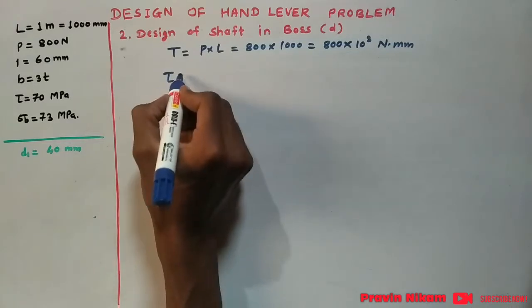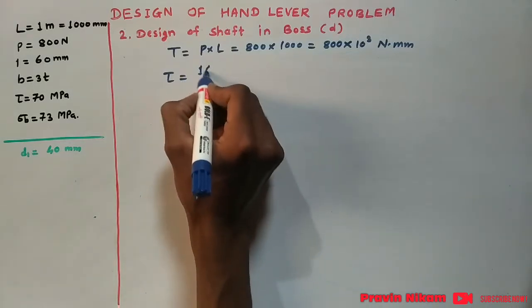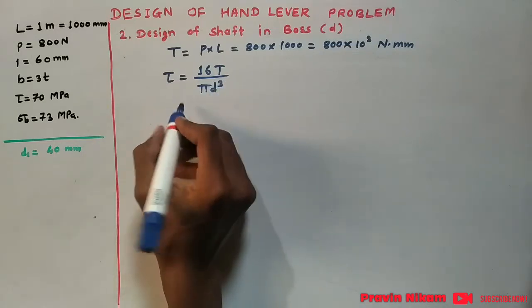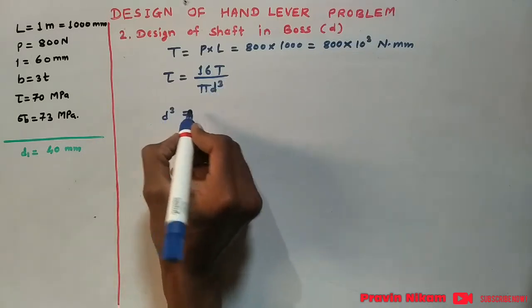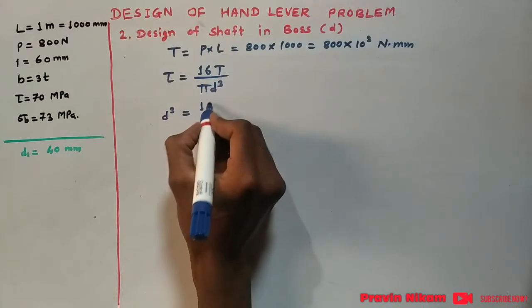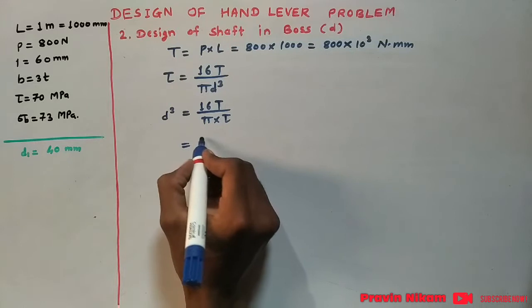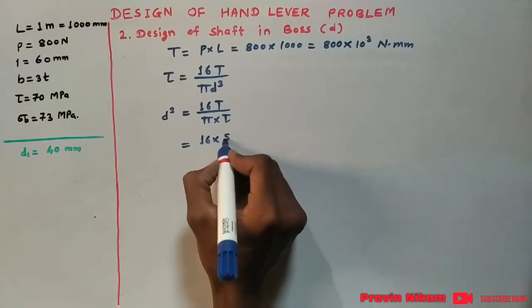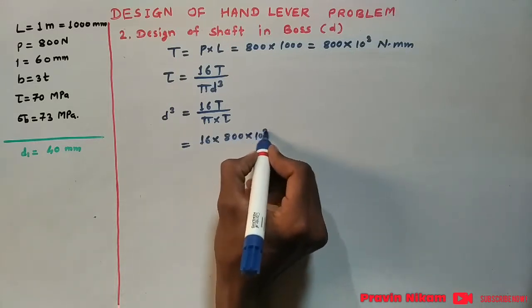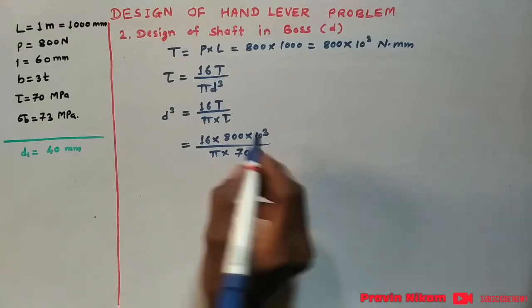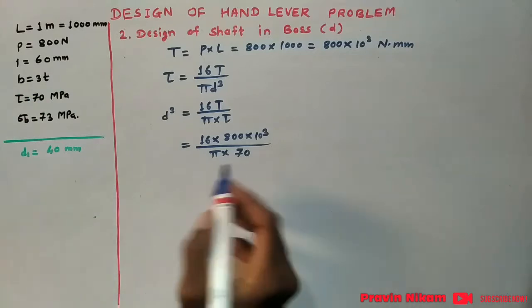Now we know that torsional shear stress tau is equal to 16T divided by pi d cube. So here we have to find d cube. So d cube is equal to 16T divided by pi into tau. So d cube is equal to 16 into T is given, that is 800 into 10 raised to 3 divided by pi into tau is given as 70 megapascal.